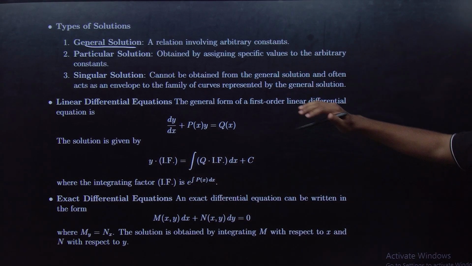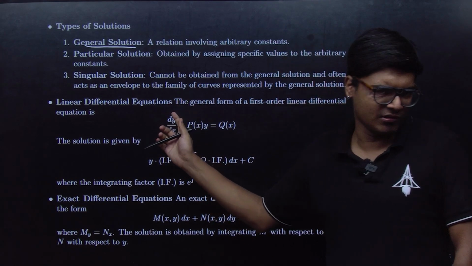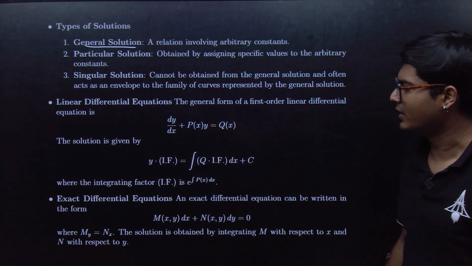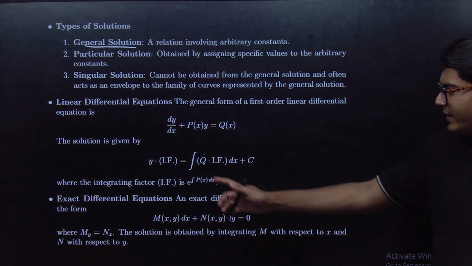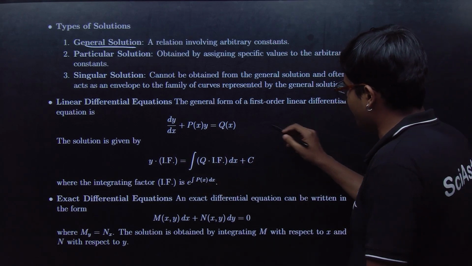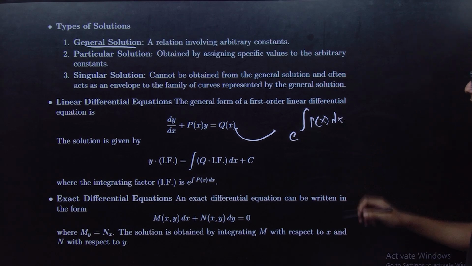Linear differential equations: the general form of a first order linear differential equation looks something like this. It's dy by dx, so obviously the highest order is 1 here, plus p(x) times y is equal to q(x). And its solution is given by y times the integrating factor equal to the integral of q times the integrating factor, where the integrating factor is nothing but e to the power the integral of p(x) dx.